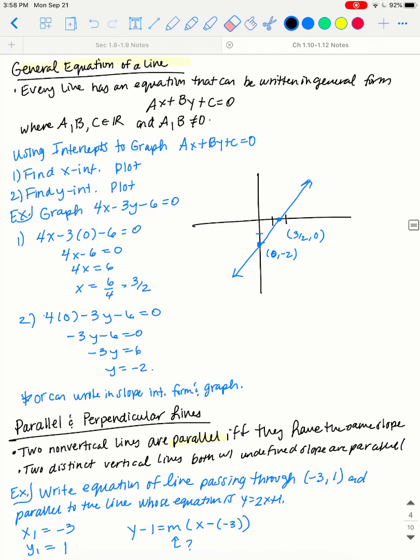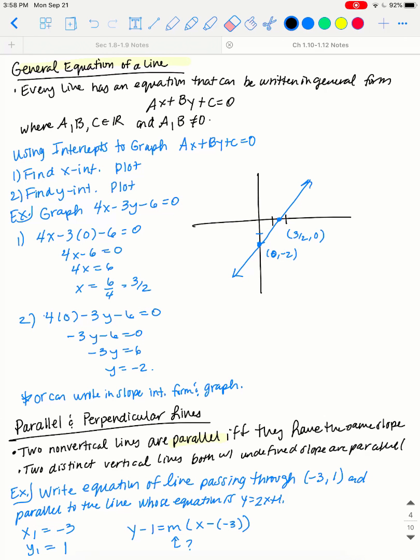So we also have a general equation of a line. So every line has an equation that can be written in general form: ax plus by plus c equals 0, where a, b, and c are in R, and a and b are not equal to 0. Okay, so we're going to use intercepts to graph ax plus by plus c. So we're going to find the x-intercept, plot, find the y-intercept, and then plot. So we're going to graph 4x minus 3y minus 6 equals 0.